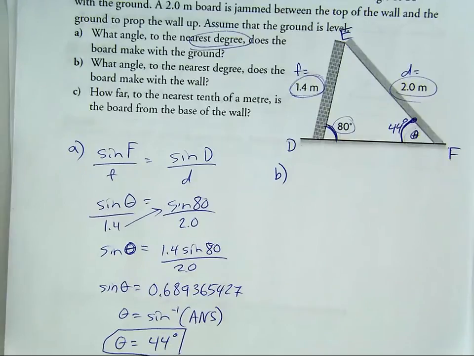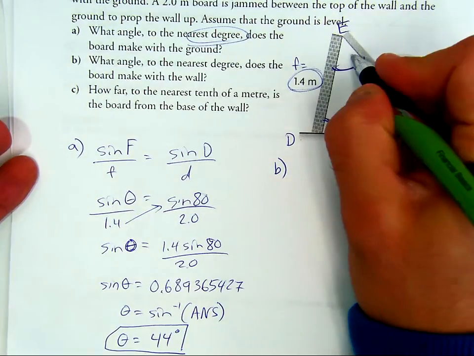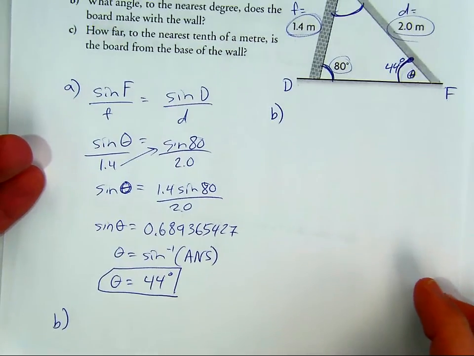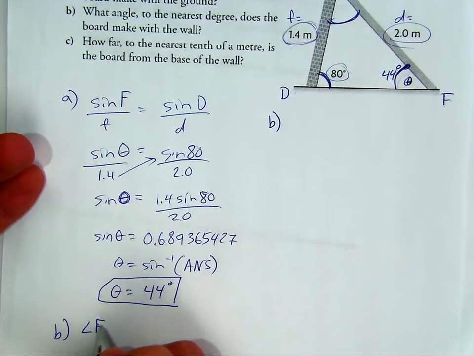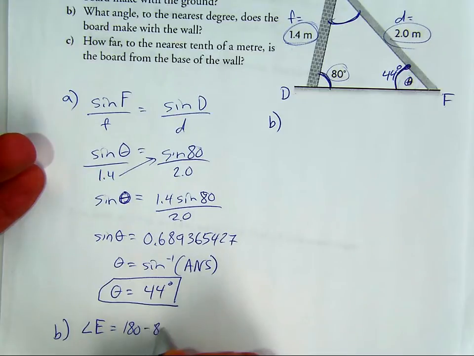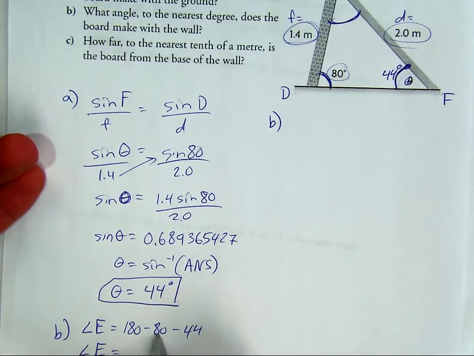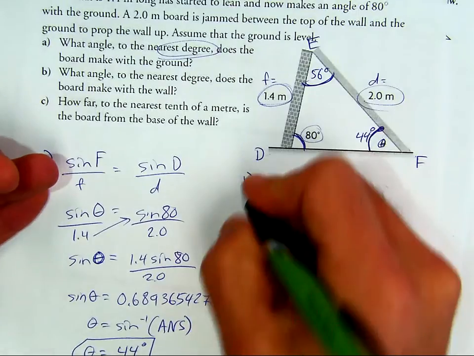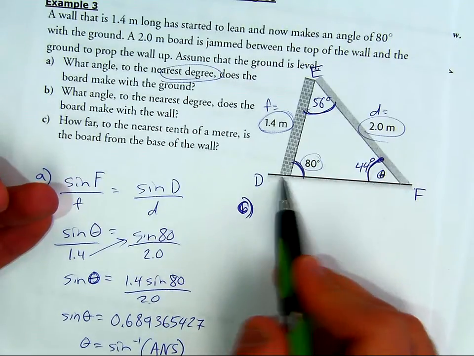Let's look at question B. It says, what angle to the nearest degree does the board make with the wall? So now it's asking for this. What angle is that? I'll do question B down here because that one's very easy. We know that all the angles add up to 180 degrees. So obviously angle E is going to be equal to 180 minus 80 minus 44. And so angle E is going to be equal to, that is 100 minus 44, which is 56 degrees. So 56 degrees is what goes up there.